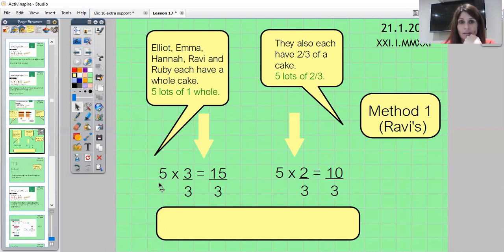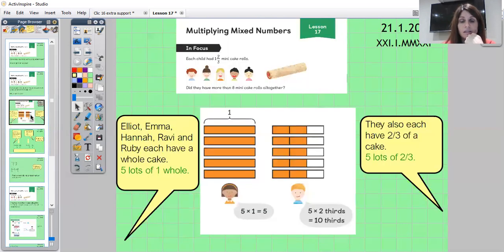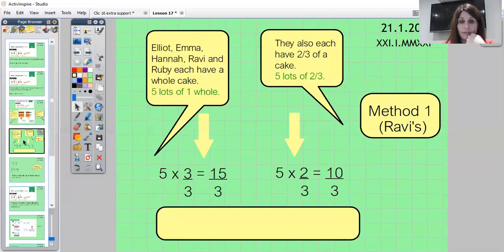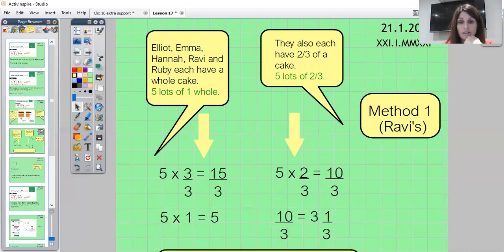So this one, Ravi's method, he thinks about doing, so if we were to split this into 3 parts, we would have 3/3 here, 3/3 here, so we'd have 5 lots of 3/3. All right, so that's what this stands for, 5 multiplied by 3/3. Each of those, if we multiplied those together, we get 15/3. And then if we look at the fraction side of it, we've got 5 lots of 2/3, and we've just worked that out. We know that 5 times 2 is 10, and the denominator doesn't change. Okay, so underneath here, this is the bit that Ravi's method uses.